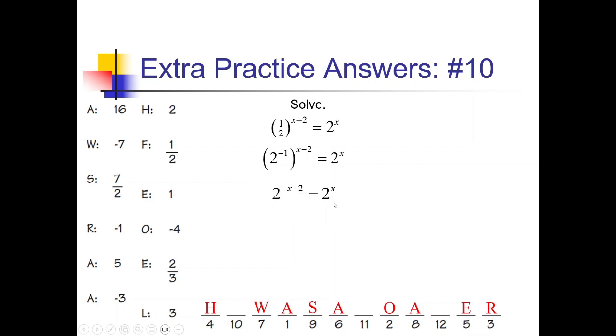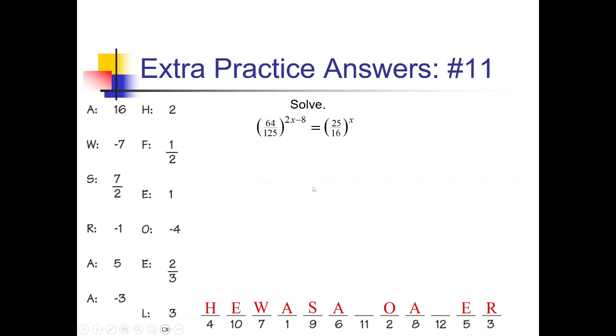Common bases of 2 can cancel, so we have negative x plus 2 equals x. Add this x over to the other side. That's going to be 2 equals 2x. And then dividing by 2, we have x equals 1. So that wasn't so bad. That's going to be an E right there, going in spot 10.